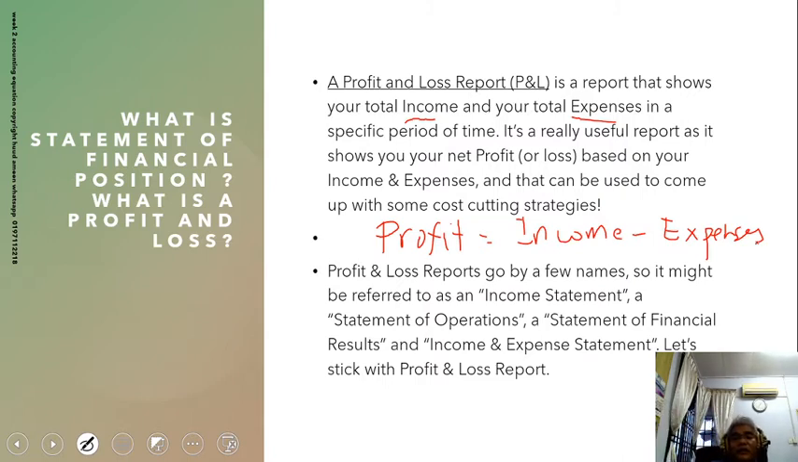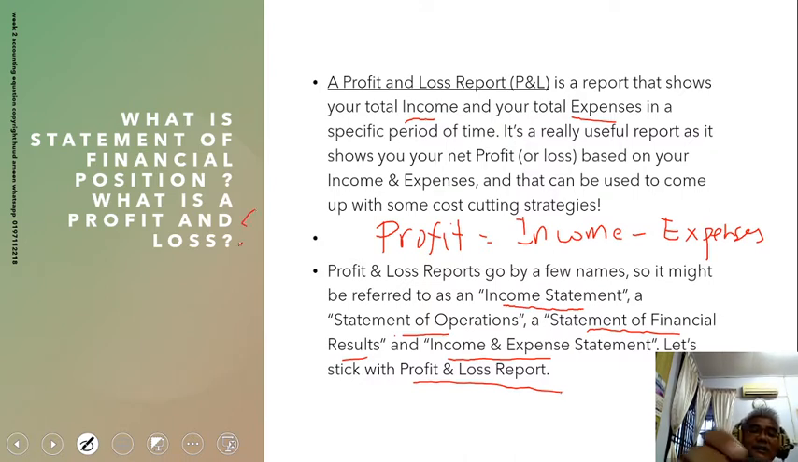Profit and loss is also known as the income statement. The other names are income statement, statement of operation, statement of financial results, and income and expenses statement. We use different terms for profit and loss, but this is the same meaning, the same report, what we call the statement of profit and loss.